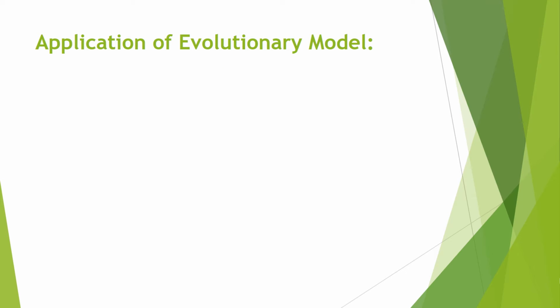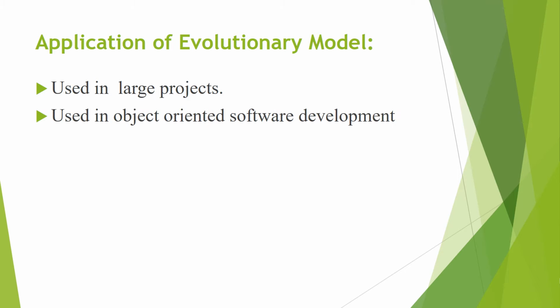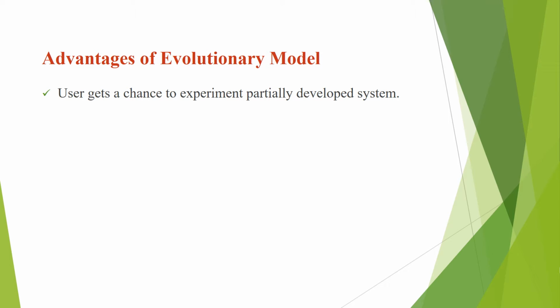Now, here are two applications of evolutionary models. First one is that it is used in large projects, meaning for a complex or large project we can use evolutionary models. And the second one is that it is used in object oriented software development. Let's have a look at the advantages of the evolutionary model. The first advantage is that the user gets a chance to experiment with partially developed systems. That is not possible in the linear model, but it is possible in the evolutionary model. The second advantage is that it reduces errors.